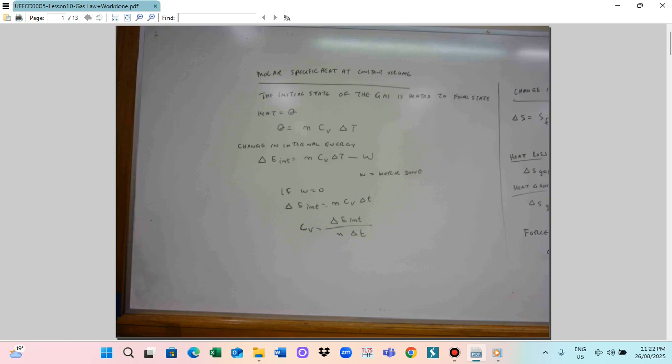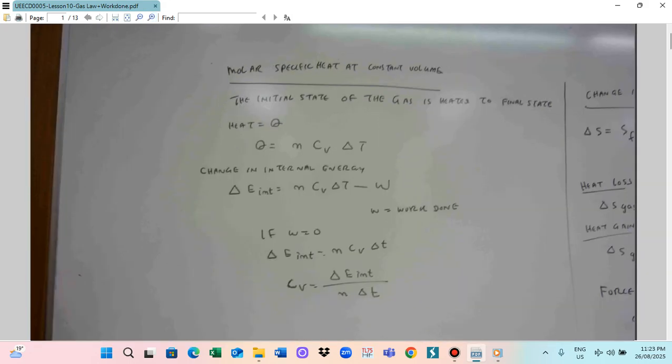Now I will talk about the molar specific heat at constant volume. When we provide heat to the gas, the temperature will increase. The amount of heat absorbed by the gas and the resulting temperature change are calculated by the equation.